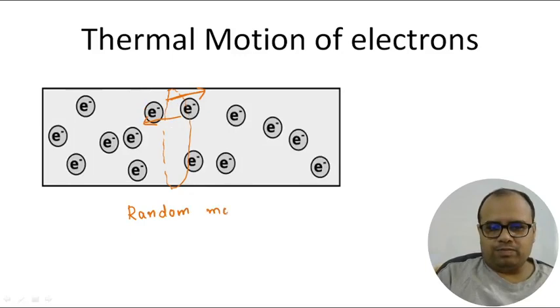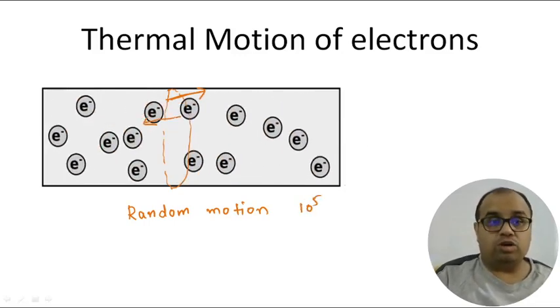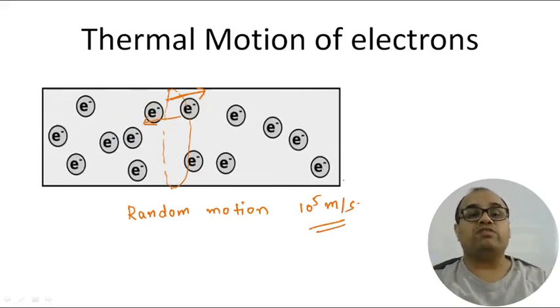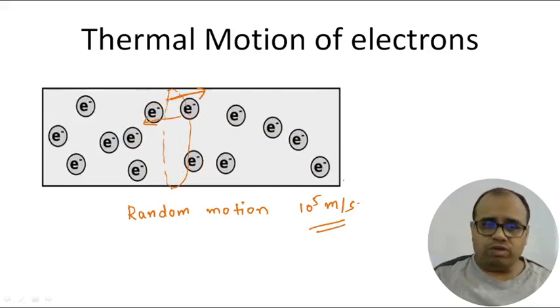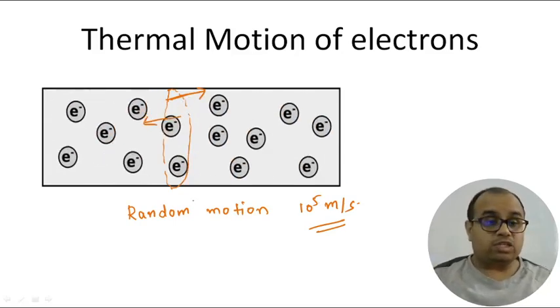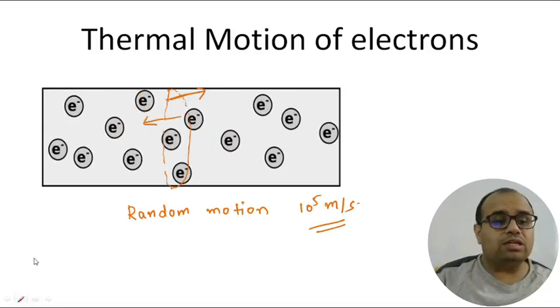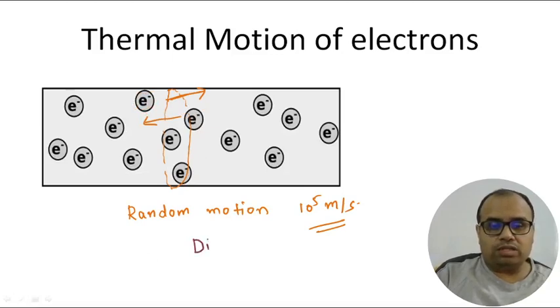At room temperature, the speed of electrons due to the thermal motion, because of the temperature, is around 10 to the power 5 meter per second. However, these electrons are moving randomly, but their motion is not in a certain direction.